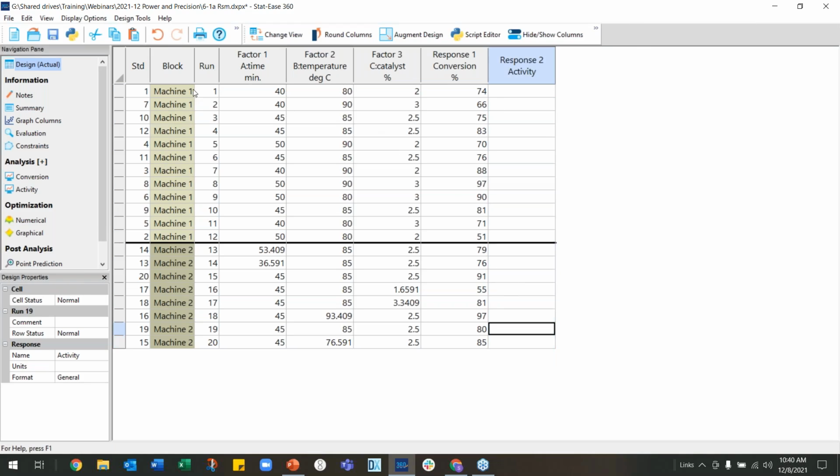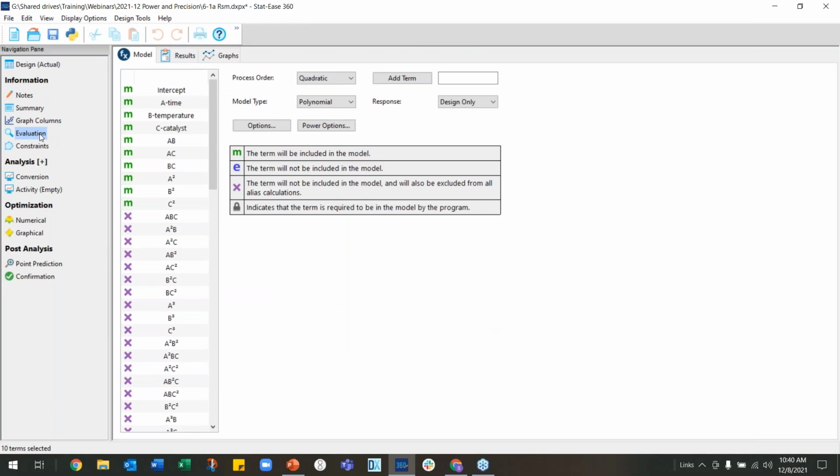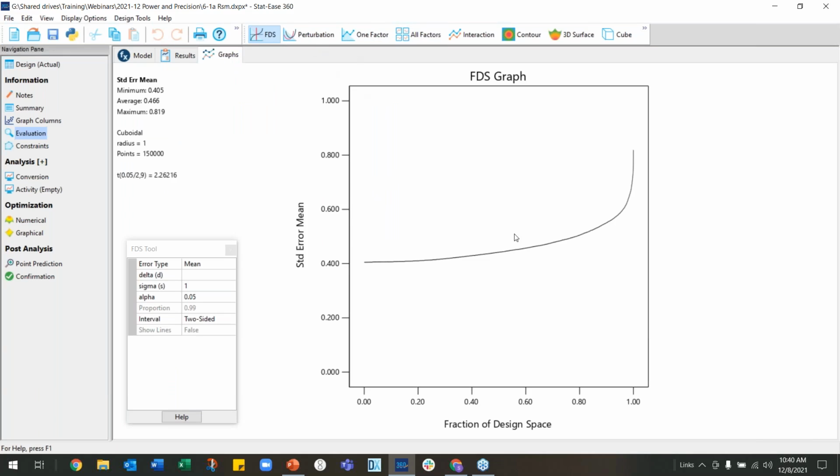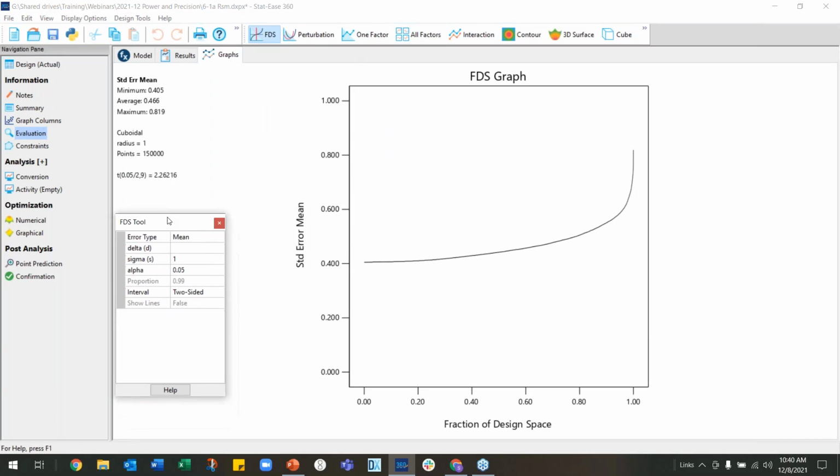Okay, so you would build your design. Power is built in upfront. Power is always present as you're building the design. Precision is found under design evaluation. So you actually do have to build your response surface design first, and then go to evaluation, which is over on the left here. And then you can just jump right over to graphs. We're evaluating a quadratic model. And here's our FDS graph. It comes up by default.